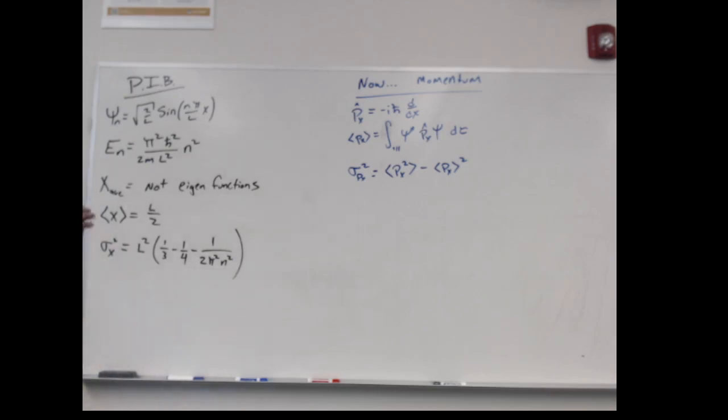Let's find the average position. We said the average position is just going to be the middle of the box because the wave functions we have are symmetric from one end of the box to the other. So we ended up with an average position that was independent of which wave function we were using. The particles on average are always in the middle of the box.